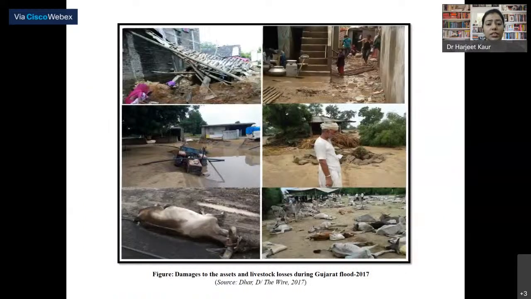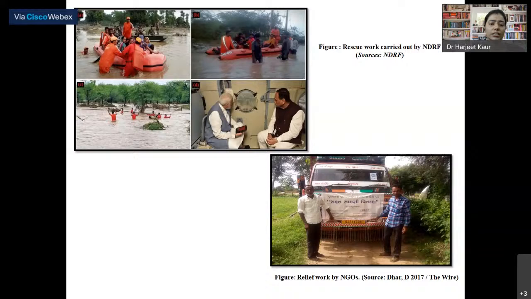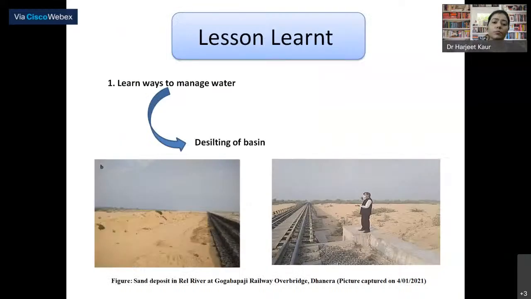Now the next, these are the images of how the flood impacted the livestock, and these are some pictures of rescue and relief work during 2017, collected from the NDRF office. Now the basic focus is the lessons learned from the 2017 flood. So first we need to learn how to manage water.